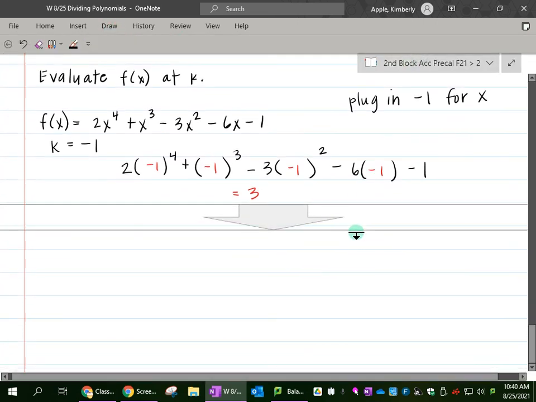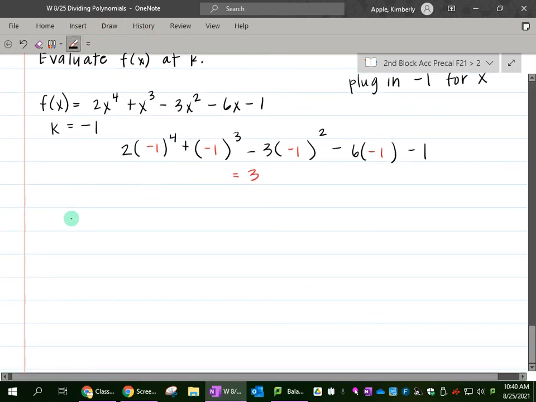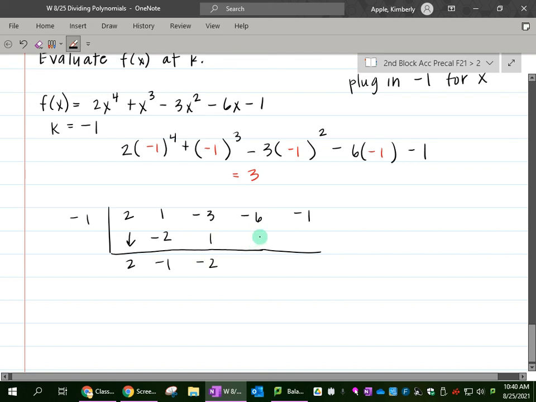I love days like this where math is actually interesting. I think it's really cool. So just watch. All right. So let's see. If I do synthetic again, it's going to be 2. That'll be -2. That'll be -1. That'll be +1. -2. 2. -4. That'll be +4, and that'll be 3. So the remainder is 3.